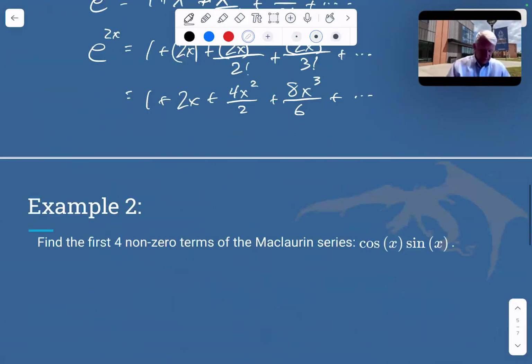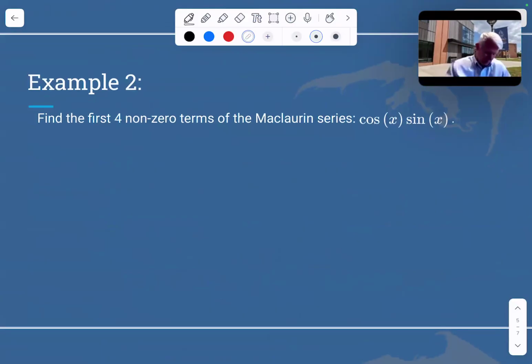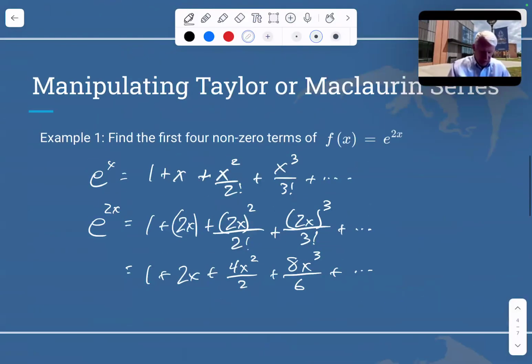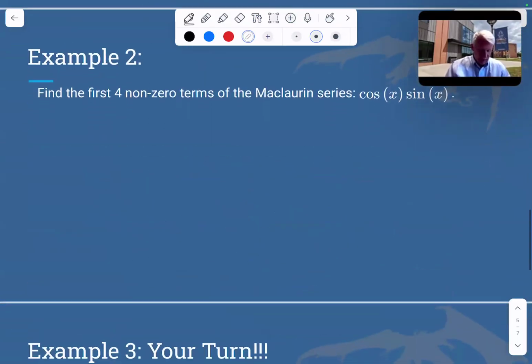All right, so let's do another example. So we wanted the first four non-zero terms. One, two, three, four. Yeah, so that's the first four non-zero terms. All right, so example two.